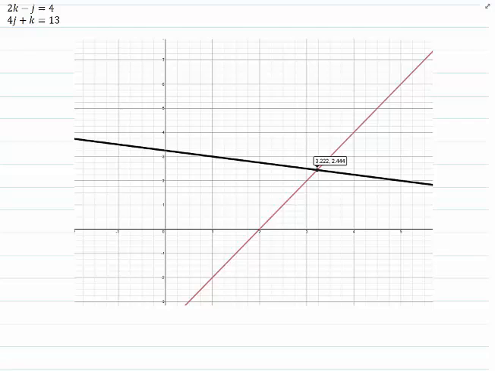From this lesson, I hope you've understood that to solve systems of linear equations, you need to first plot the linear equations and then find the intersection. And that is your graphical solution. So if you're asked to find a graphical solution, this is what you should be doing.